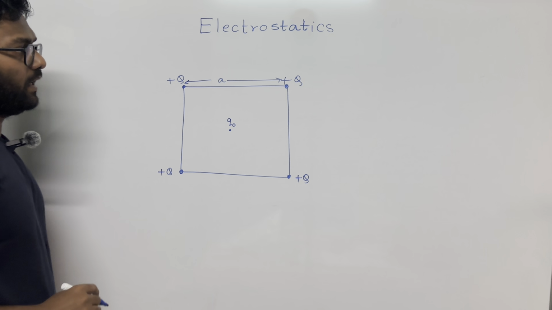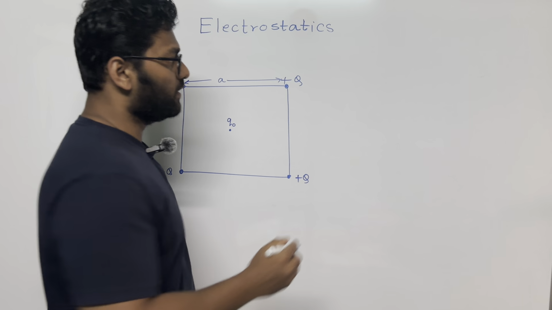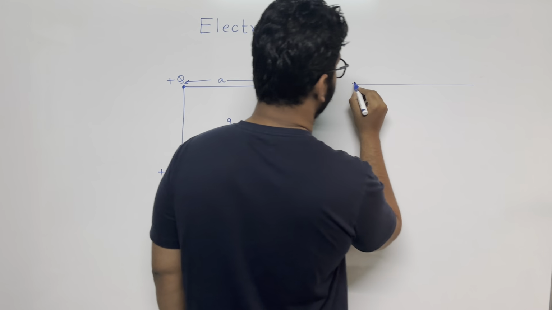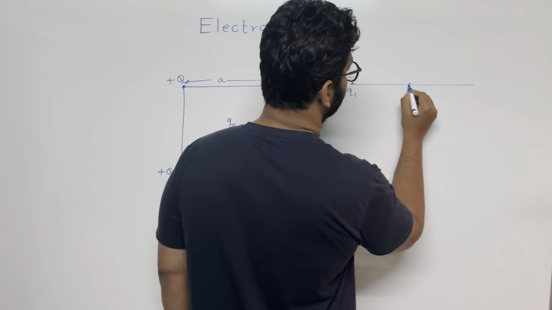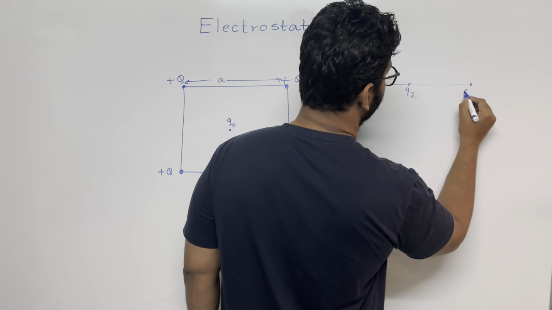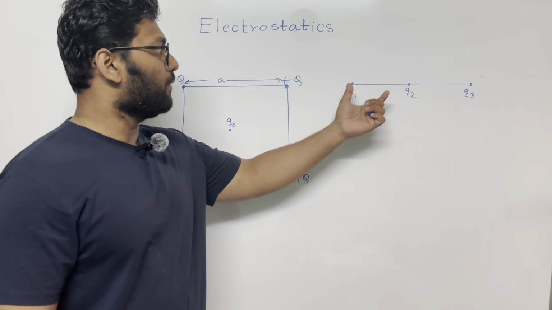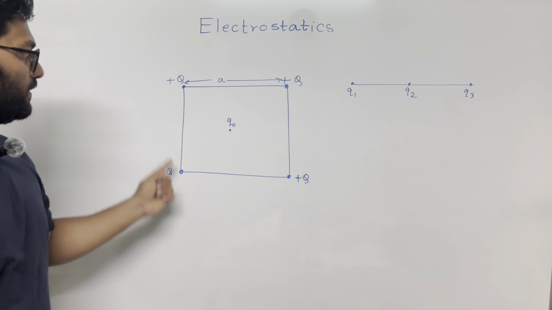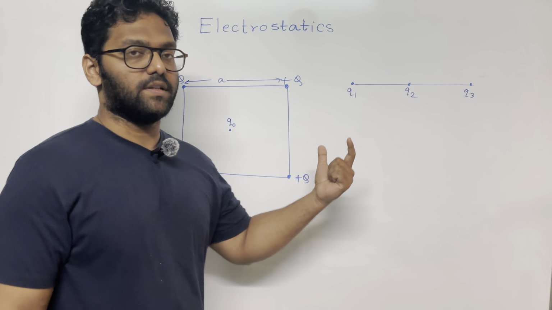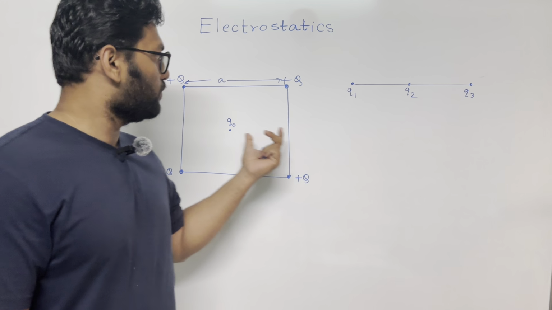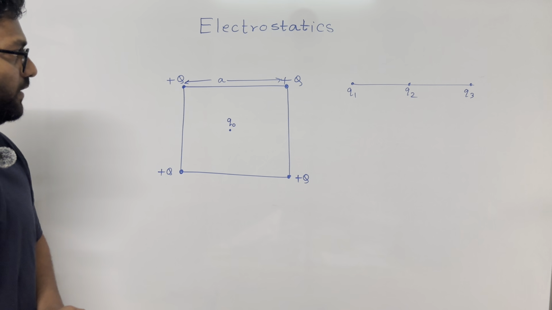Okay, till now we have seen the problems where the charges were kept on a straight line like this. Let's say this is Q1, Q2, Q3 and so on, right? So till now we were seeing the problems like this, but we never saw a problem like this where the charges are not in one straight line. Now we are going to look at that type of problems, right?